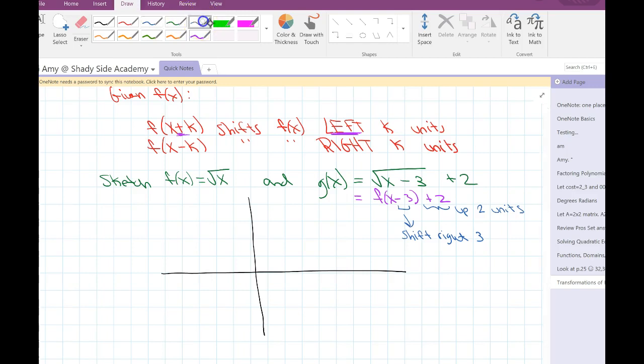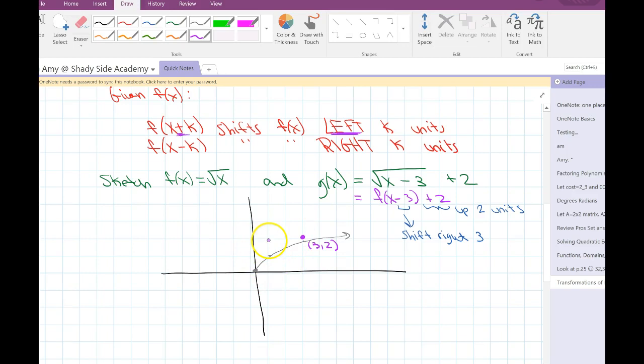So maybe you'll go over here and sketch f of x equals root x. Again, reasonable accuracy. Okay, 0, 0, 1, 1, 4, 2, what have you. And we're going to shift the whole thing right 3 and up 2 units, okay? So this point here becomes the point 3, comma 2. That's the translation of 0, 0.